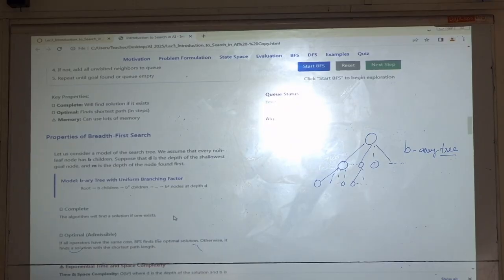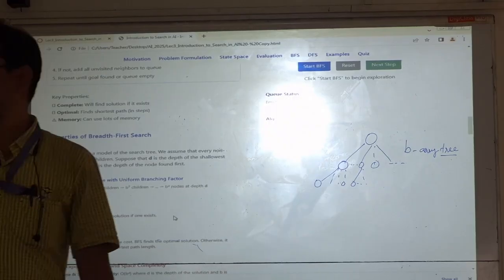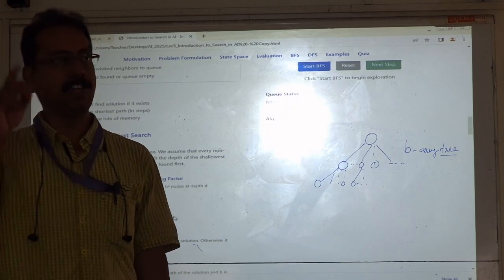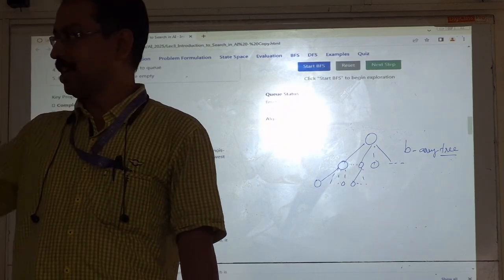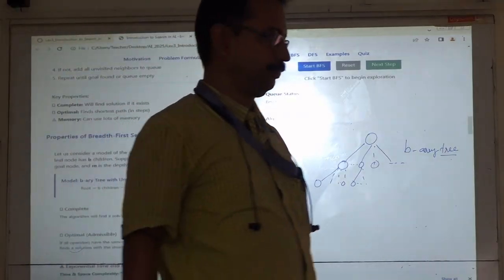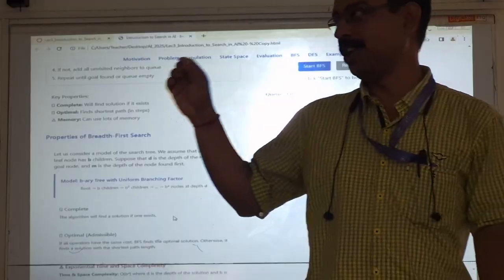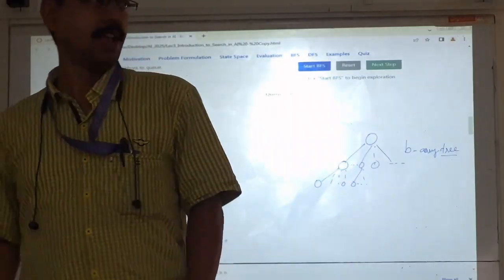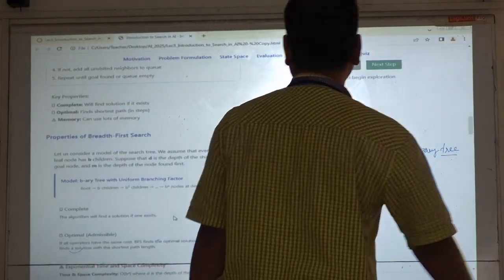Binary is different. Binary is a tree where each and every node may have a maximum of 2 children. But if each and every node has 5 children, that should be called a 5-ary tree, or the arity of the tree is 5. Am I clear?